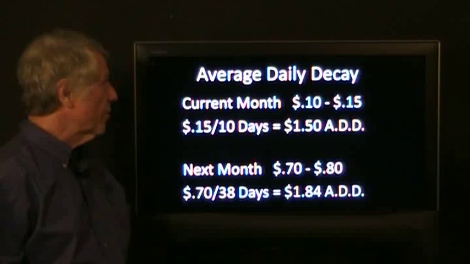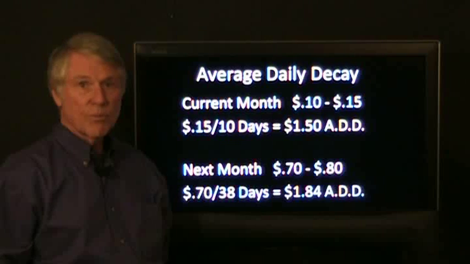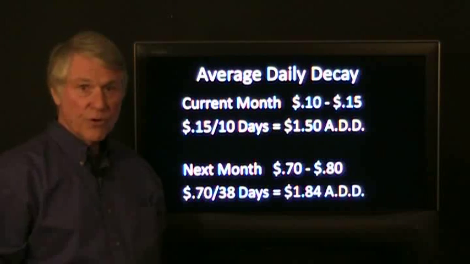Of course, when you roll over, buying at 15 cents, selling at 70 cents, you'll pick up $55 per spread, which you can then use for adjustments.